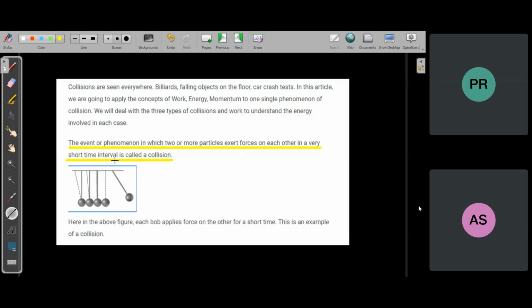So two or more than two particles exert some force on each other for a short interval of time, that we call collision. Now here you have to understand that for collision to take place, it is not necessary that the two particles should come in contact. Even if they are not in contact, but a force acts on the particles for a short interval of time, we say that it is a collision.